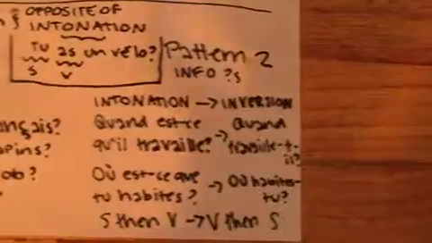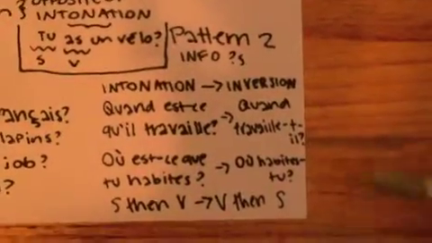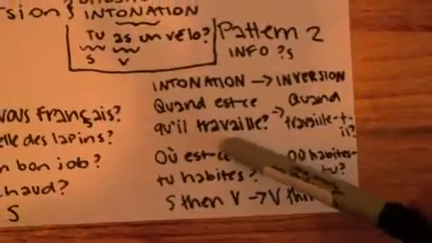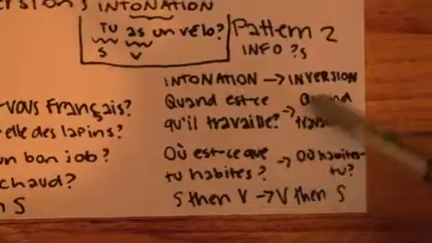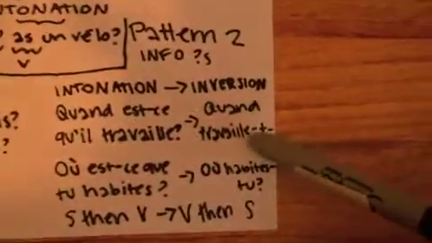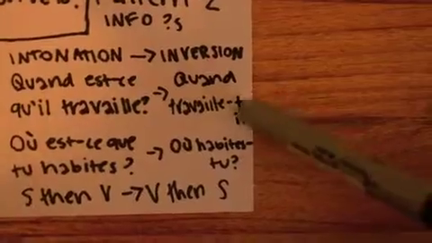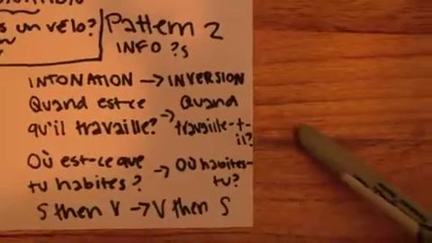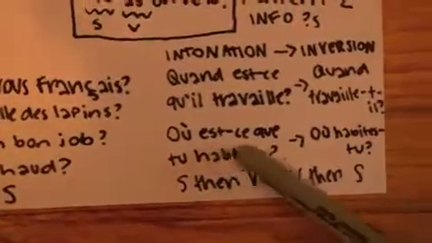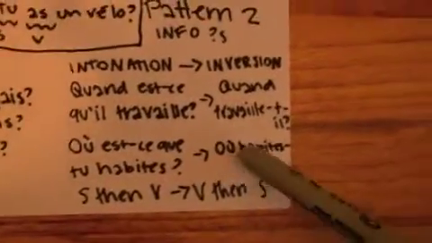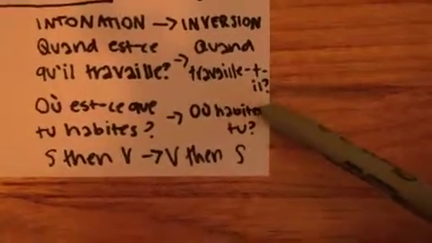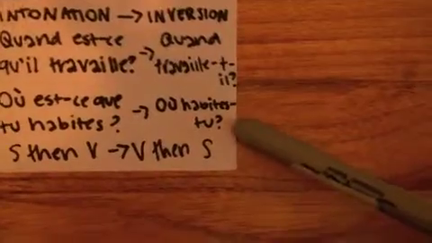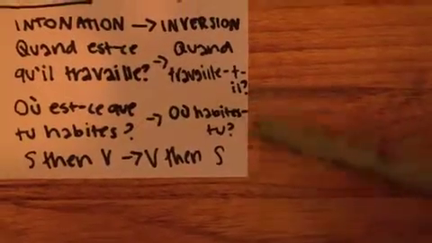Over here we have our second pattern for inversion questions. On the left is intonation, on the right is inversion. Quand est-ce qu'il travaille? Quand travaille-t-il? Notice the E and the I have a T between them to make sure that you don't say quand travaille-il. Où est-ce que tu habites? Où habites-tu? Notice that right here, the S actually acts as invisible, so you have to notice that by habites.